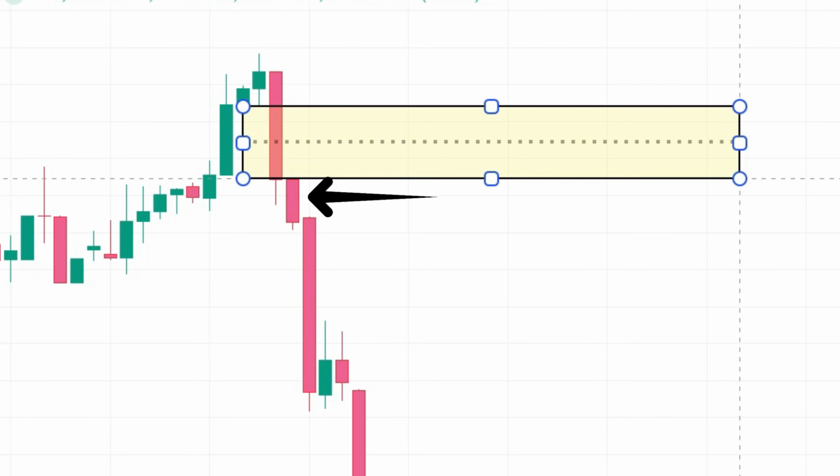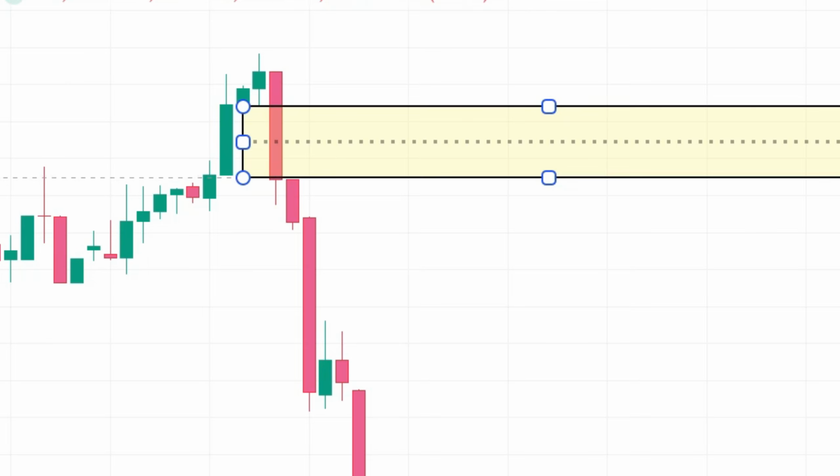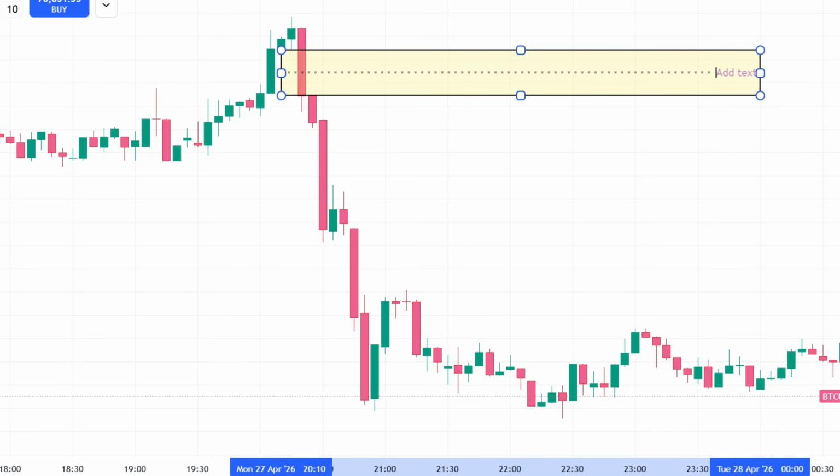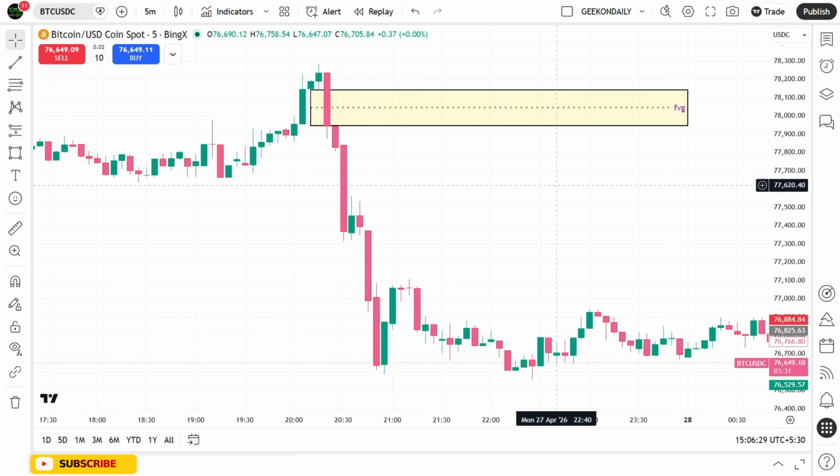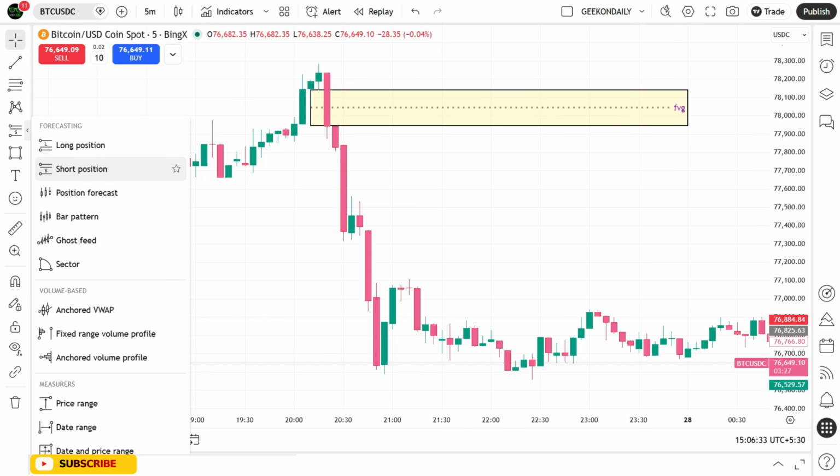Now here's where it gets interesting. Because of this aggressive move, a gap is formed between the low of the first candle and the high of the third candle. This gap represents the fair value gap, and it becomes an area of interest for us. It can indicate a potential opportunity to consider a sell position.